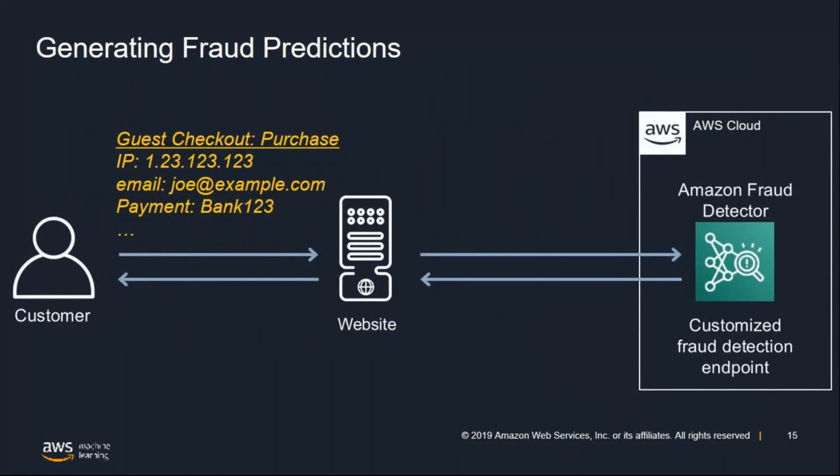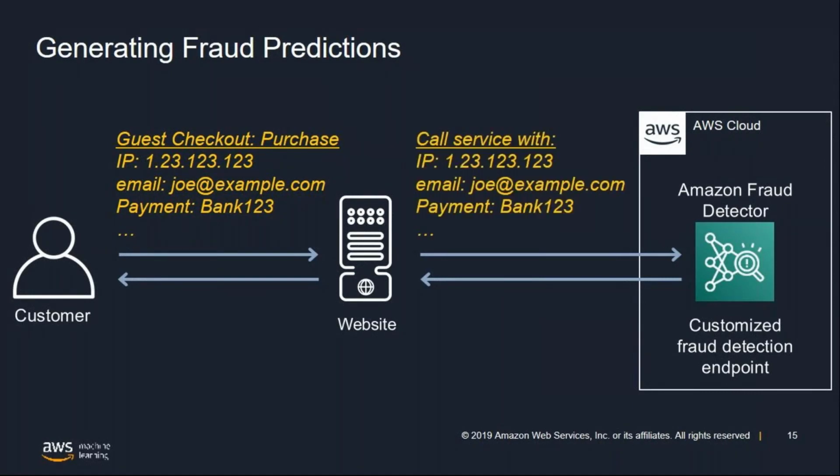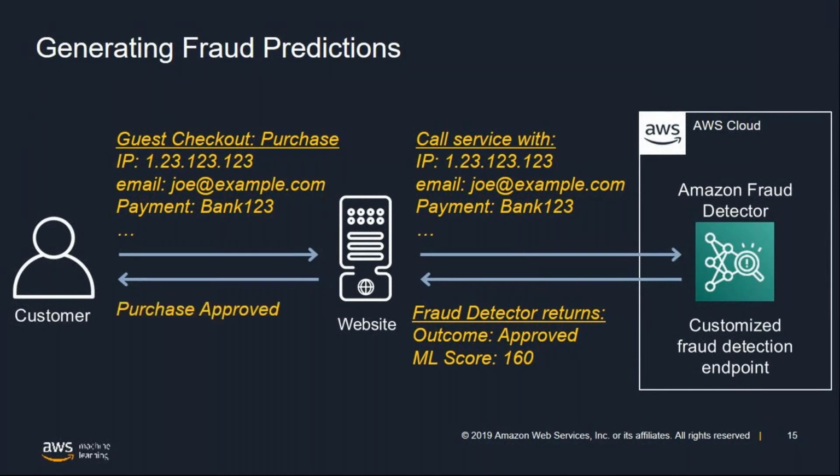Okay. So to generate fraud predictions using Amazon Fraud Detector, you'd first collect, for example, some checkout information about a purchase from a customer on your website. Your website would then call the Amazon Fraud Detector service with this information. The service would run it through your detector, including your model and any rules you set up, and return an outcome based on the rules you set up, as well as any raw scores from the models that you're using. Based on this response, your website can then adjust the customer experience accordingly.